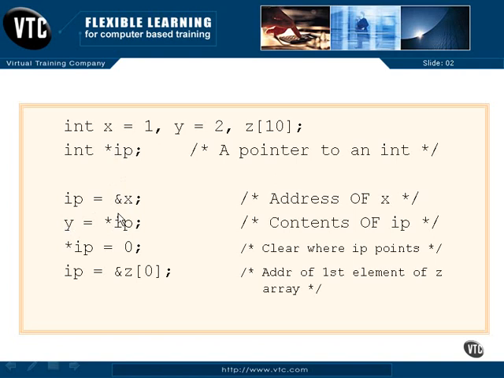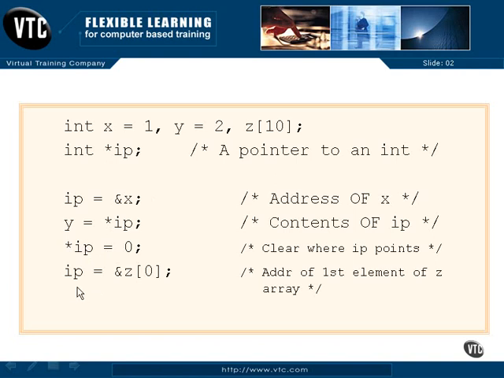Be careful of the asterisk because it changes use depending on the context. Here we say the contents of IP is equal to 0. That is exactly the same as setting x equal to 0, because we are again dereferencing IP. This does not set the address of IP, the content of it, equal to 0. This asterisk says go to IP, get the address that is stored in there, the memory location, go to that memory location and put a 0 in there. Same as if we had said x equals 0. All right, you see the difference?